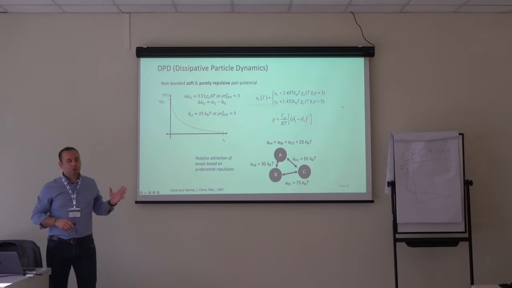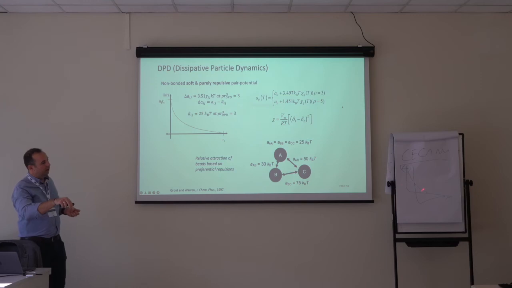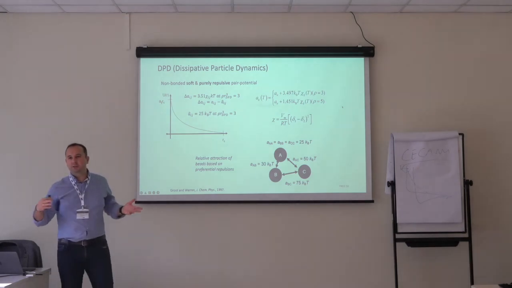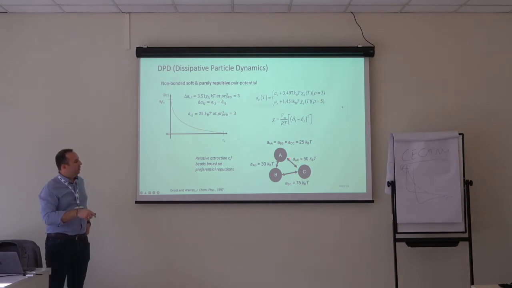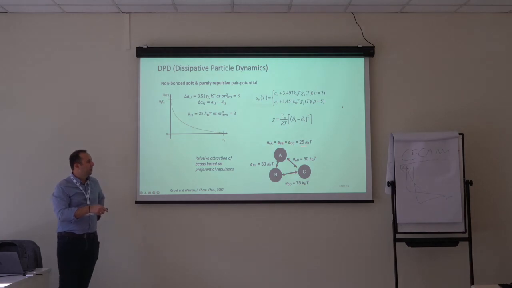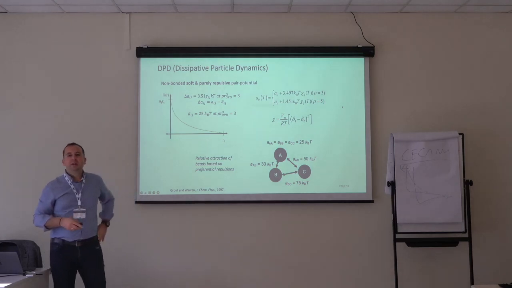So in DPD, to summarize, you have a purely repulsive potential, as I already showed you, and the attraction is governed by the relative lesser repulsion. So in DPD you have to pay attention. You cannot say this is attracted to this one, but rather that this is less repulsive than this one. I already showed you that the like repulsions are 25 kT, but if they are separated by 30, and if AC is 50 and BC is 75, of course A and B would like to stay together. So that's more or less how DPD works.